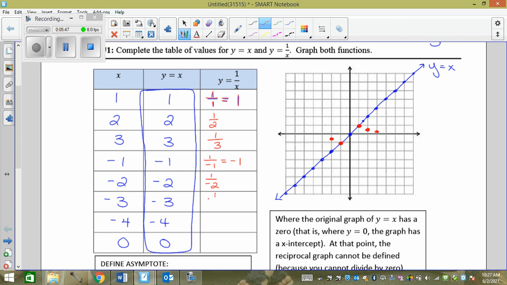-3 becomes 1 over -3. So my new coordinates are -3 and -1/3, because these are my x's, these are my new y's. I'm ignoring this middle column, right? So -3 and -1/3.